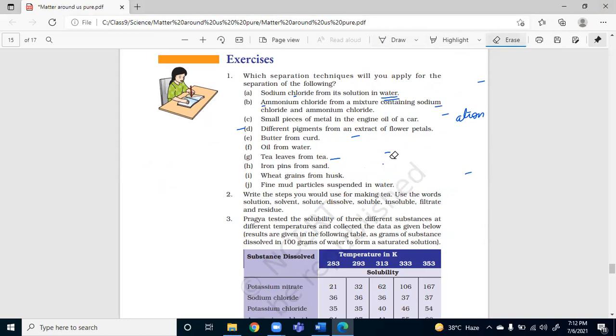Write the steps you would use for making tea. Just read the question and come up creatively with the answer. I'm giving you 2 minutes, else I will discuss. Read it and try.